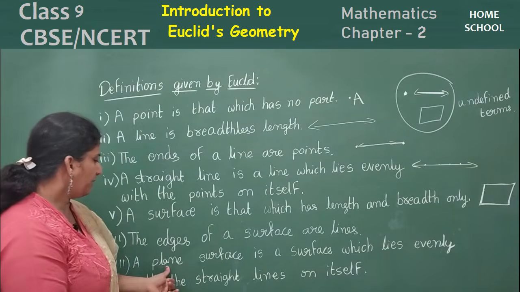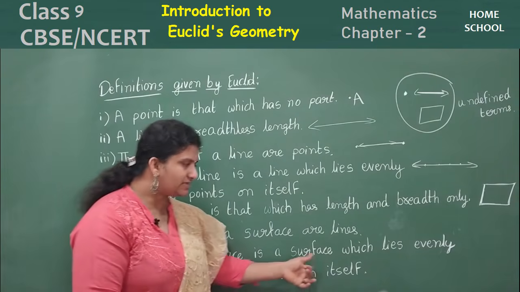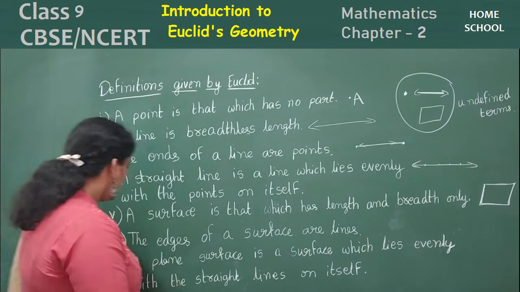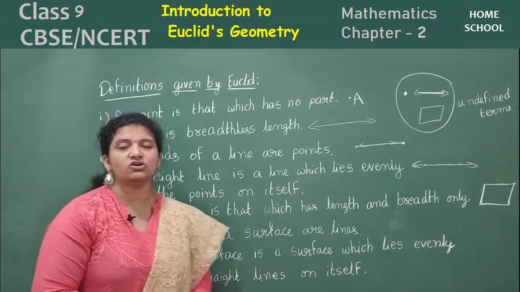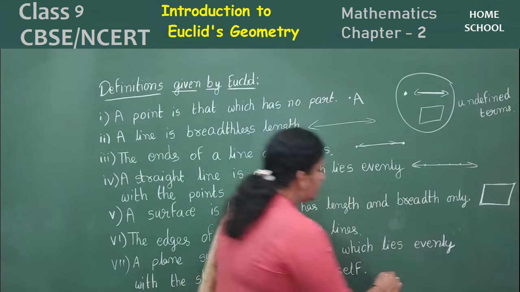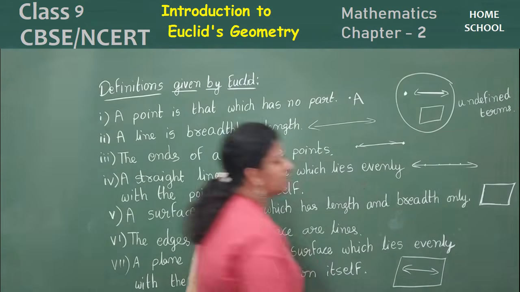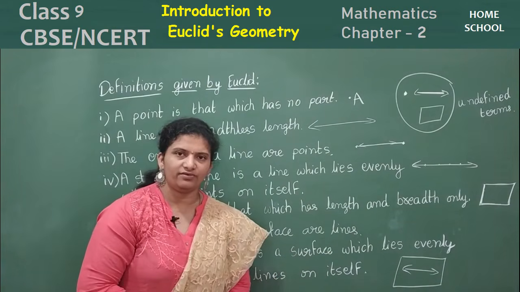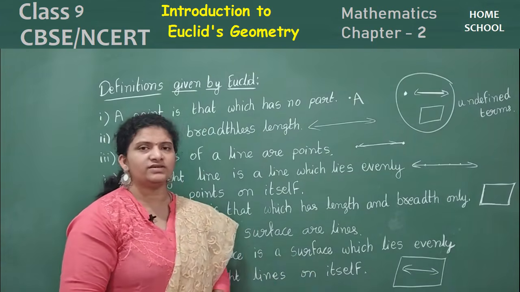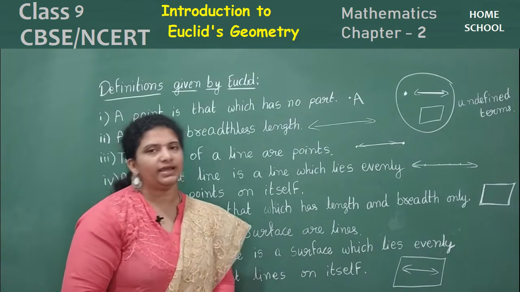Next one, a plane surface is a surface which lies evenly with the straight lines on itself. So look here children, on a plane surface, straight lines lie on itself.